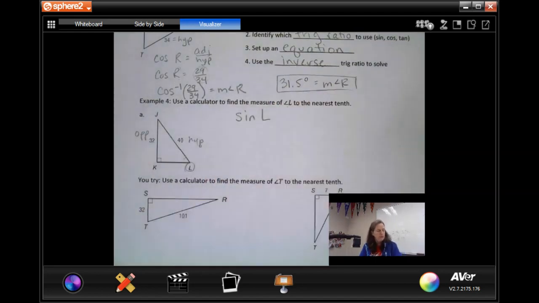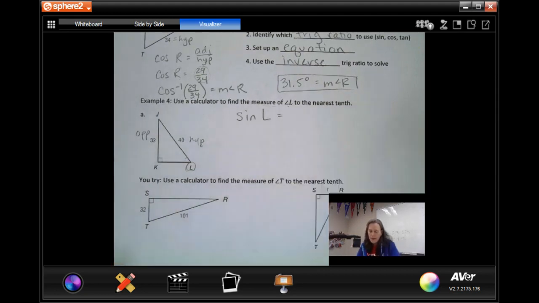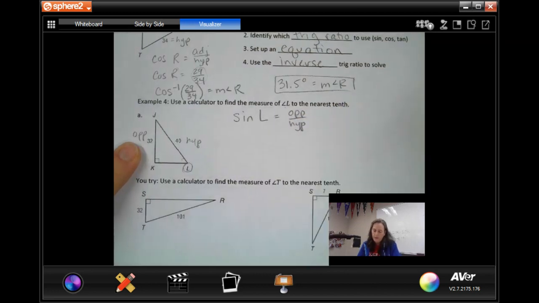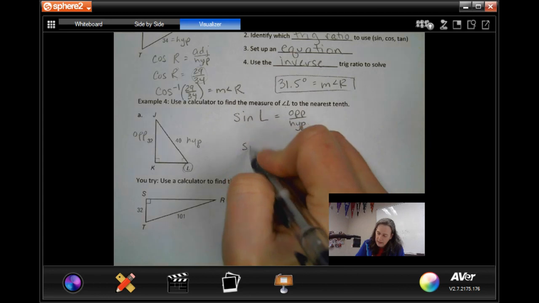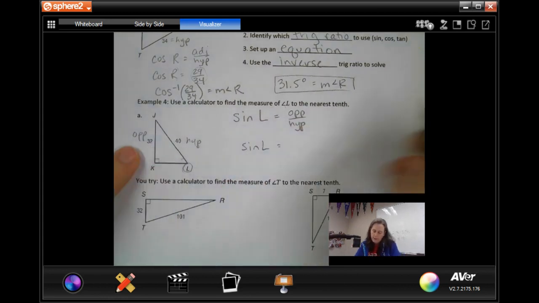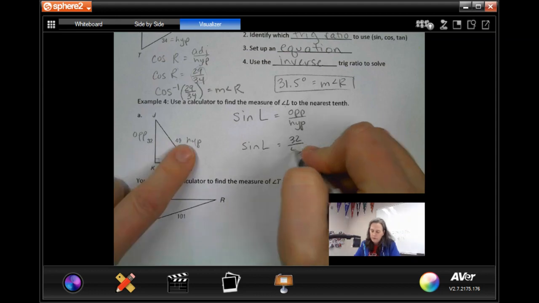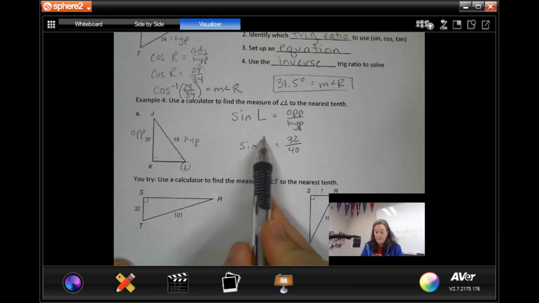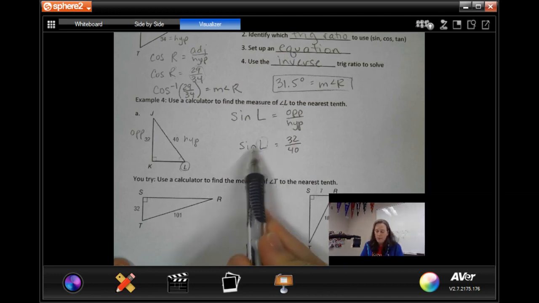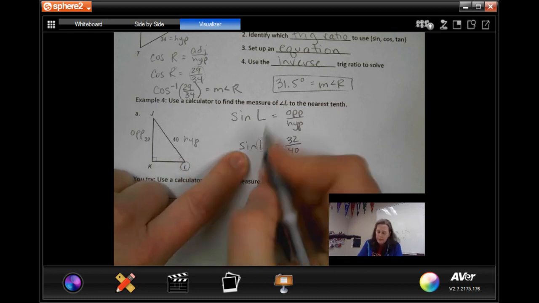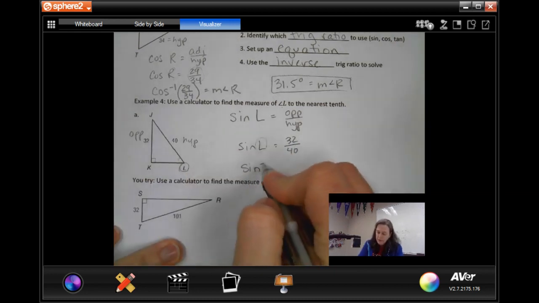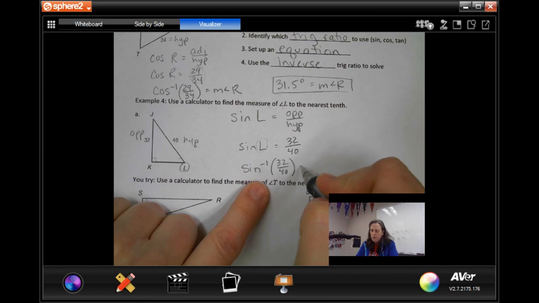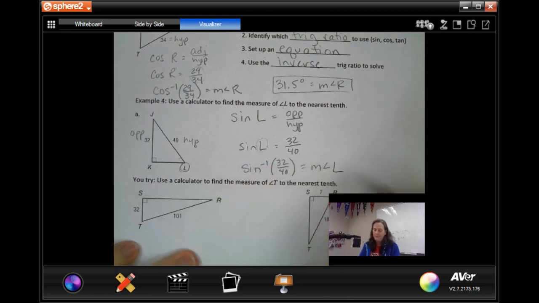Sine of L equals opposite over hypotenuse. And we've got those two numbers to fill in. So the sine of L is opposite 32, hypotenuse is 40. Okay, and what we're solving for is this number right here, this angle measure, which we don't have. So we're going to work backwards. We're going to say, well, then the inverse, if we take the inverse function and put in the answer to the original, then we'll get the measure of angle L.